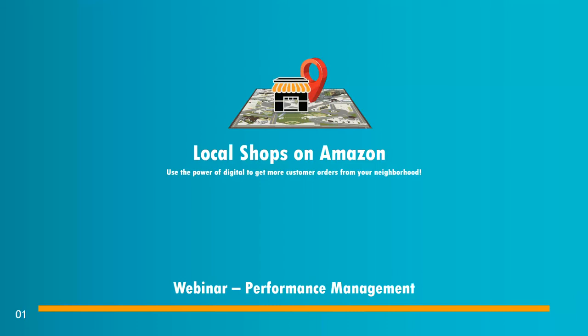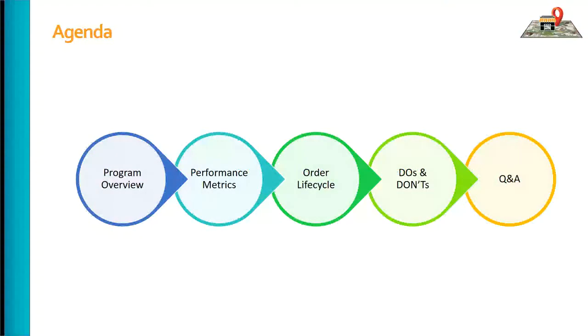In today's webinar, we'll discuss more about local shops performance management. Just to give you a quick idea of the major topics we're going to cover: first and foremost, we'll understand what local shops is, and we'll understand the performance parameters or metrics. We'll understand the order life cycle. We'll go through the do's and don'ts, and towards the end we'll have a Q&A session where you can ask any question related to the local shops program, and we will be able to answer you.